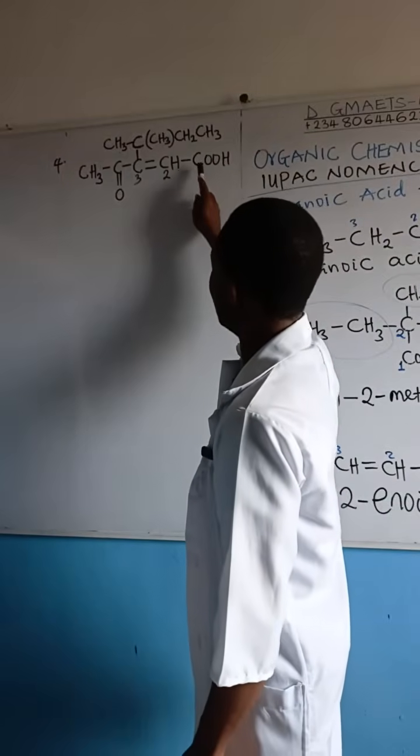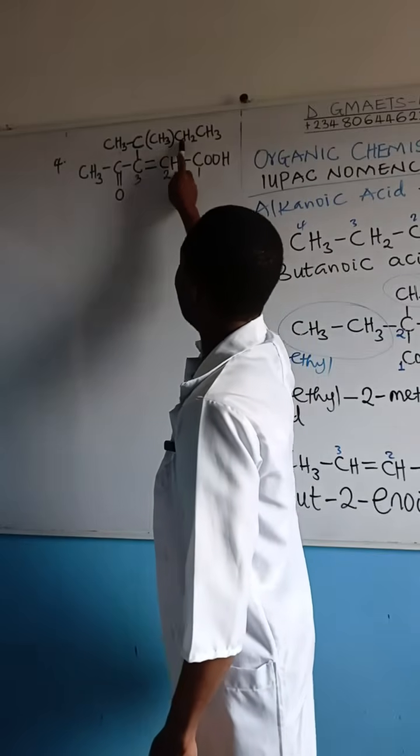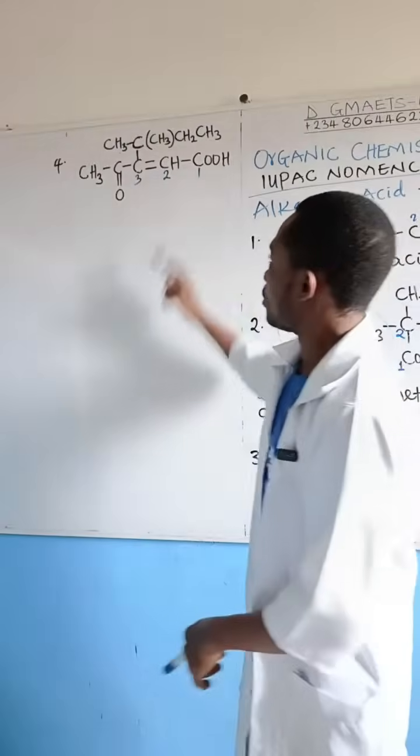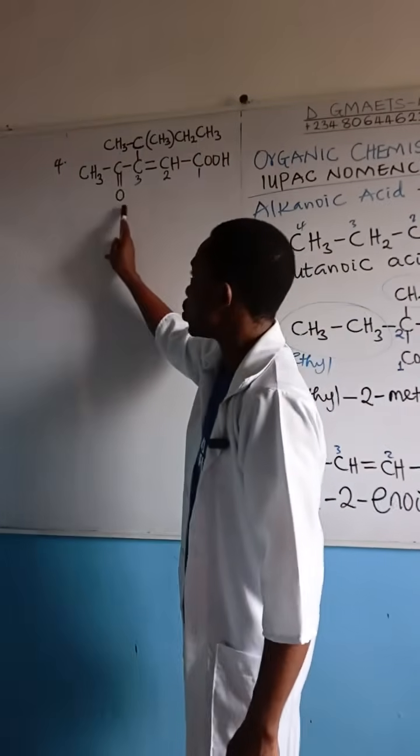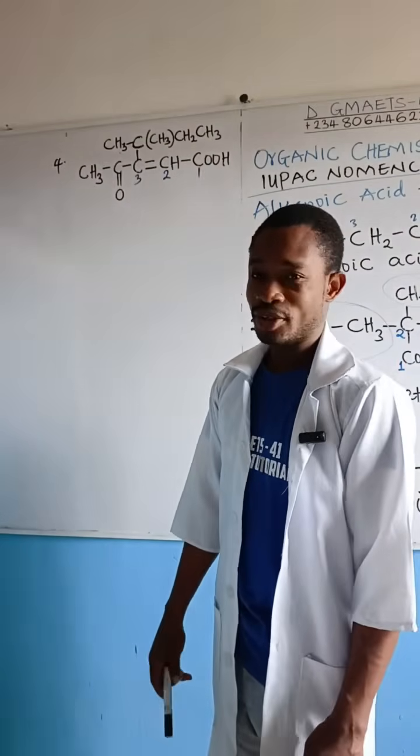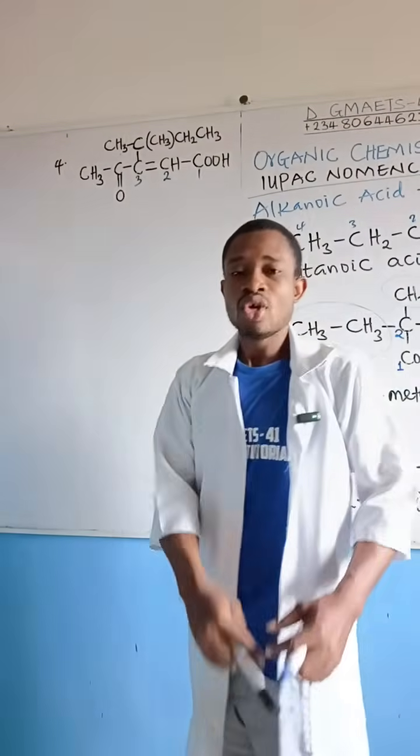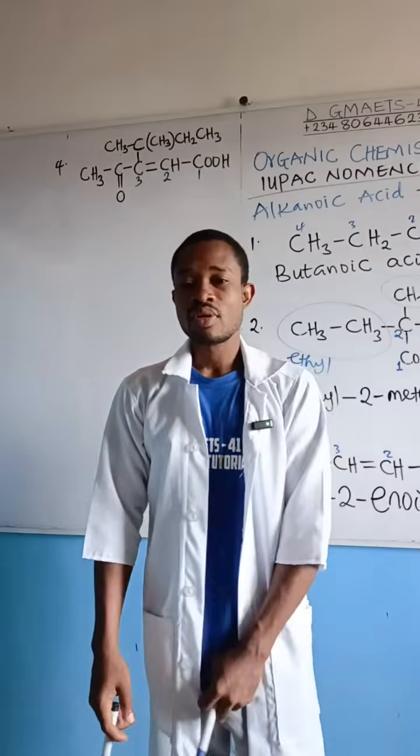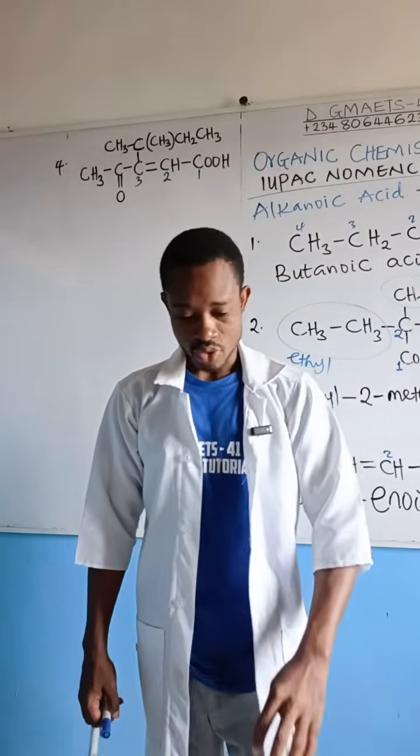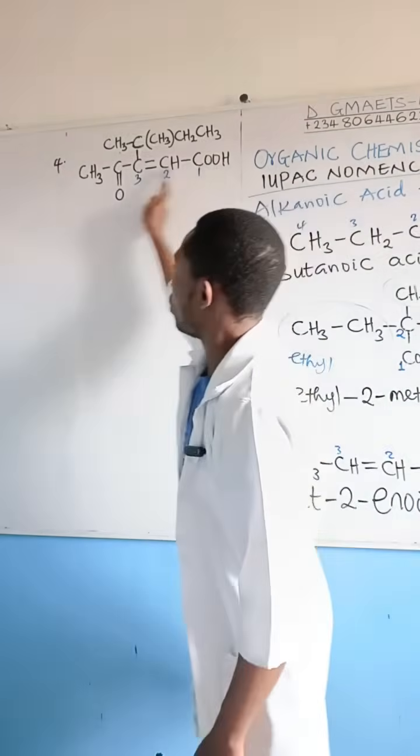If I go this way, 1, 2, 3, 4, 5, 6. But remember, you have to go this way because this is also a functional group on its own. I told you, this is the alkanone functional group. So when you are counting, you must count to include all the carbon atoms bearing those functional groups. Does that make sense, right? So that being the case, the counting will go this way.